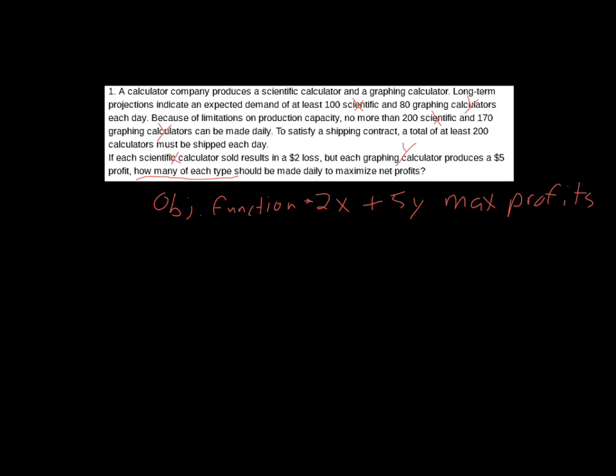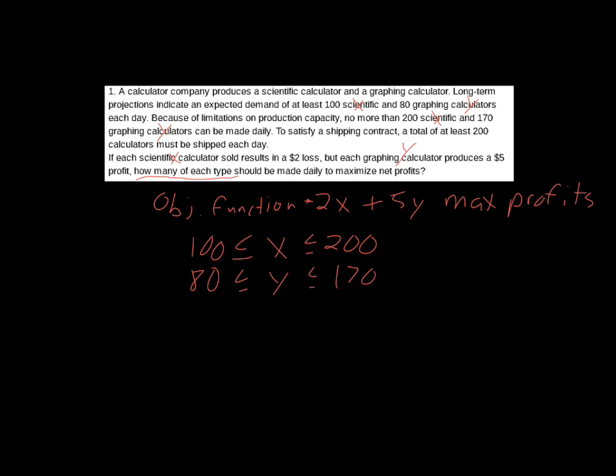So we need at least 100 scientific calculators and at least 80 graphing calculators. But we also have no more than 200 scientific calculators and no more than 170 graphing calculators. So in other words, the number of scientific calculators needs to be between 100 at the minimum and 200 at the maximum. And the number of graphing calculators needs to be 80 at a minimum, this is Y in this case, and 170 at a maximum.